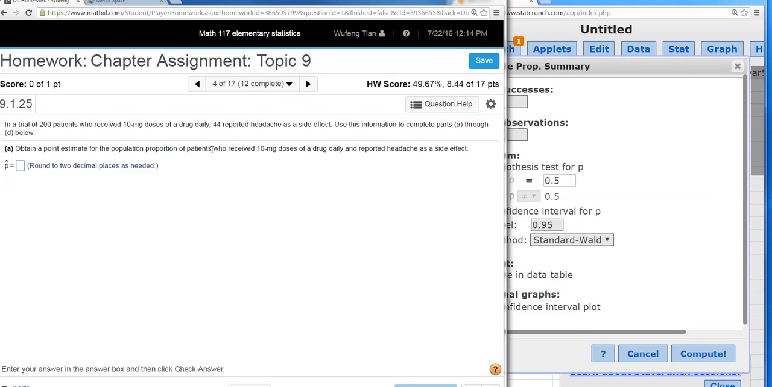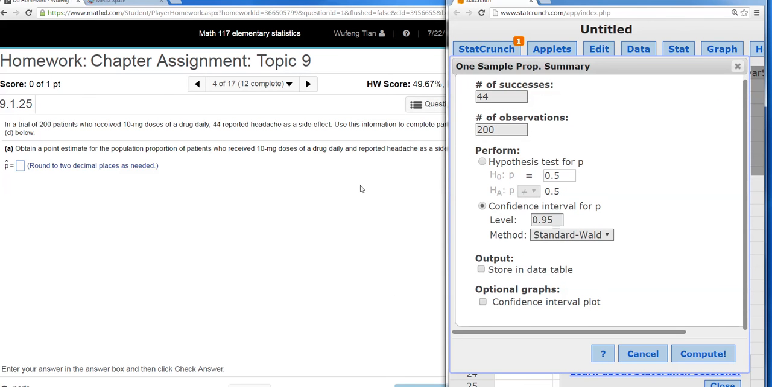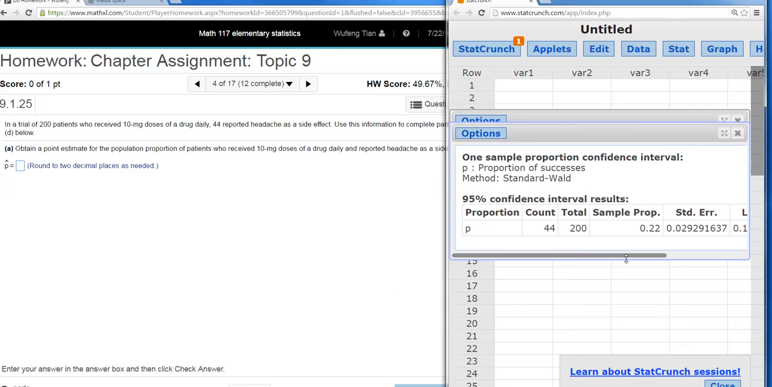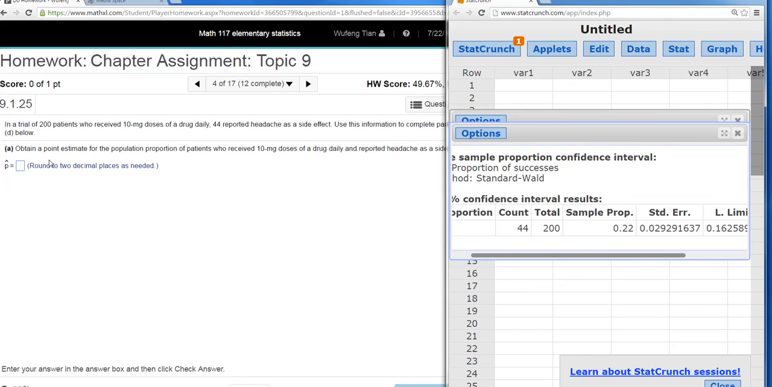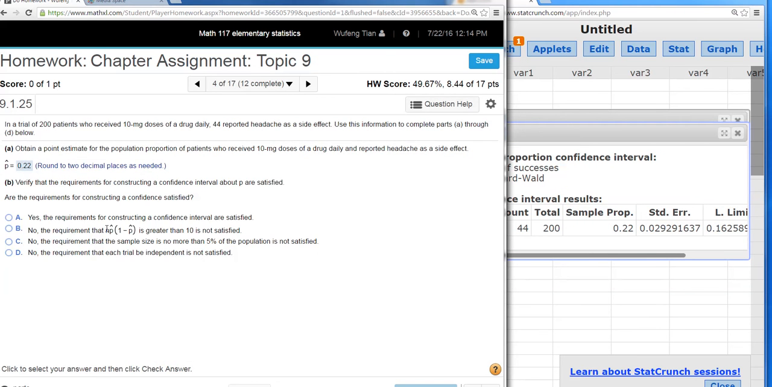What confidence? Well, it doesn't say any confidence level. We just assume it's 95. We can change it later. I think it'll ask you later. Okay, so now it asks you for p, which is the proportion. It's going to be 0.22, right? Then I think it asks you to verify the requirements to construct the confidence interval.